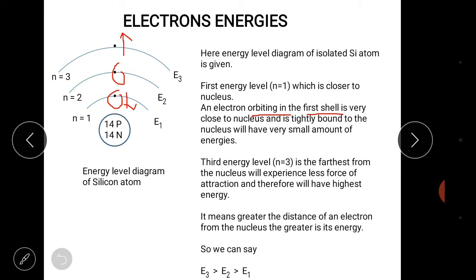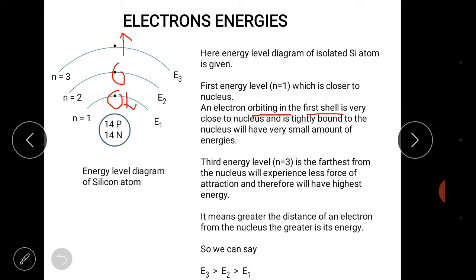Now the third shell, for n equals 3, is the farthest from the nucleus, will experience less force of attraction and therefore will have the highest energy. It means the greater the distance of an electron from the nucleus, the greater is its energy.